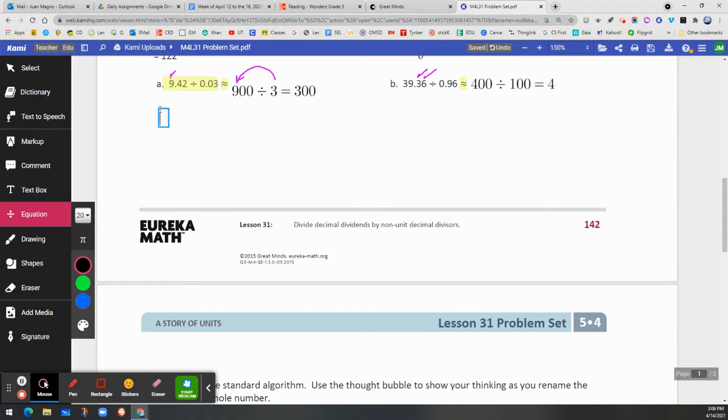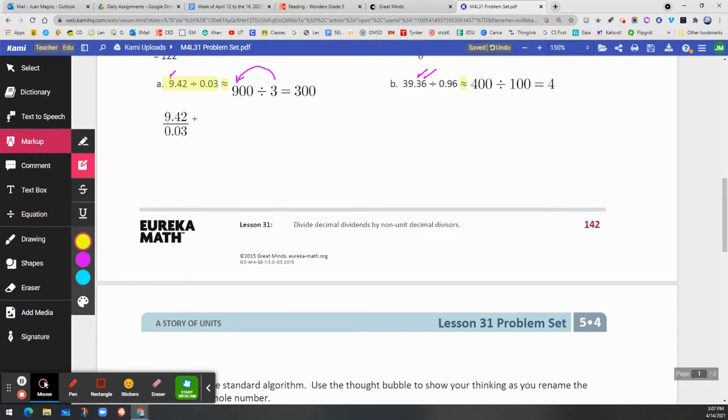So we're gonna write 9 and 42 hundredths divided by 300. Okay, but notice the genius of this. To get rid of those two numbers, I want you to look at that there are 2 digits to the right of the decimal point. That means we got to multiply that number.